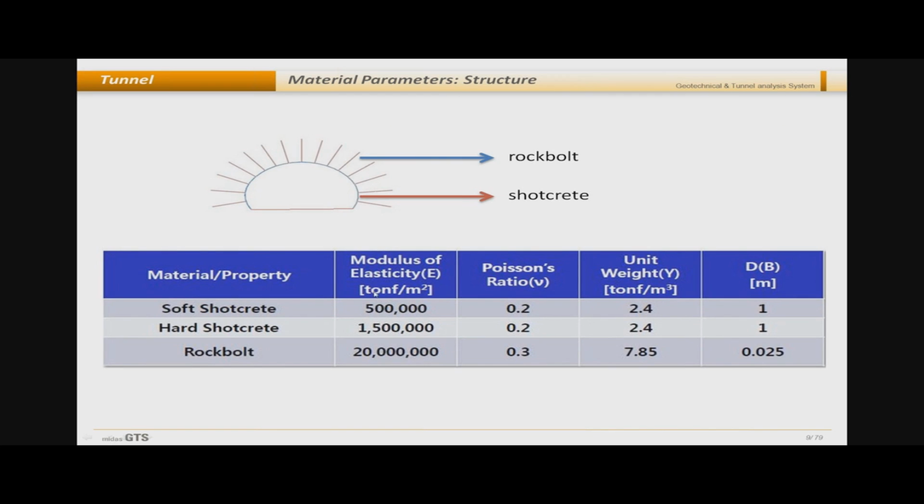Okay, on this page we can see we have two types of shotcrete materials. The reason is that when we first apply the shotcrete on the internal surfaces, it will be soft, but due to hardening over time, the material will turn into hard shotcrete. That's why we have two different materials here. Okay, so now we are going to the software.